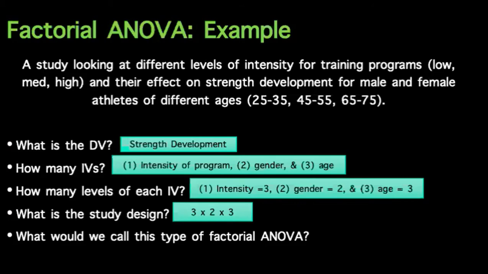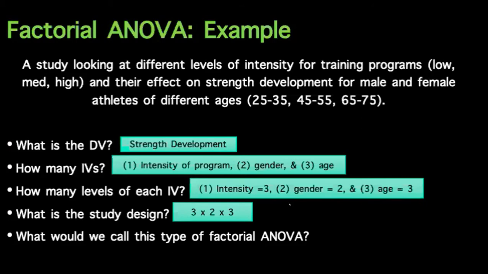And then as far as the level of intensity, I left this a little open-ended, but let's say that for each age group and for each gender, people were only sorted into one level. So they only did low, they only did medium, or they only did high intensity. Would that be between or within? Between as well.